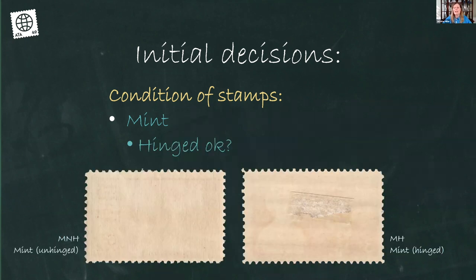If you choose mint stamps, another decision would be if you want hinged or non-hinged stamps. Hinged stamps are stamps that have been previously placed on an album page with a hinge. You can see the little mark of the hinge right there. They generally cost less, and the front of the stamp is usually just as good as an unhinged stamp.